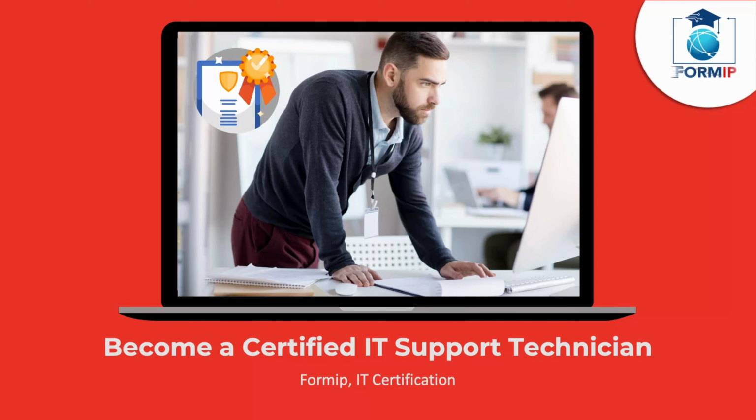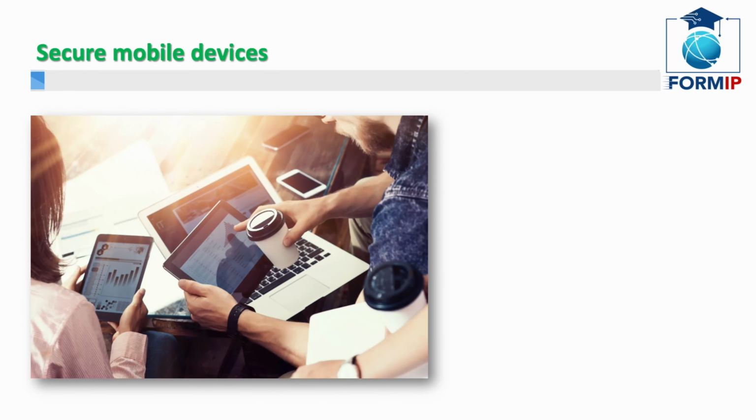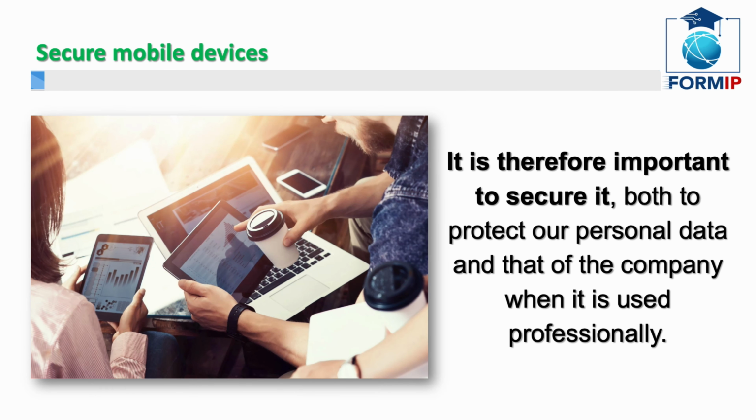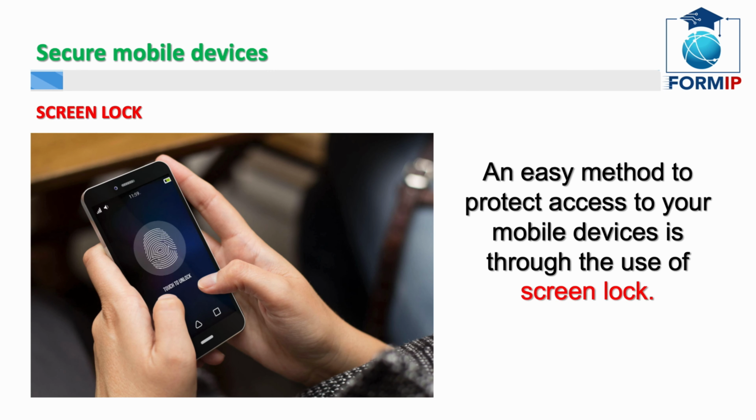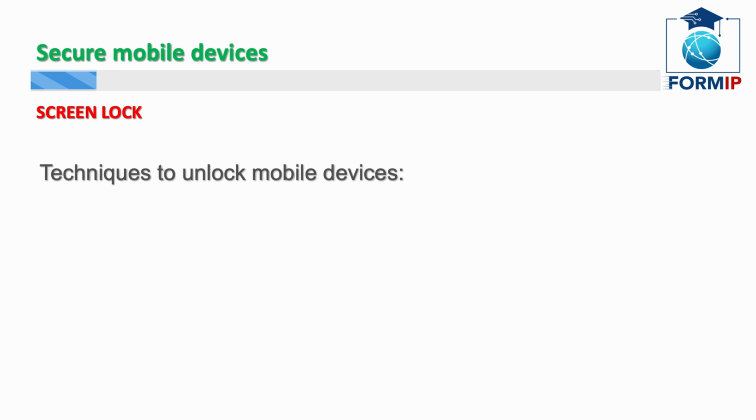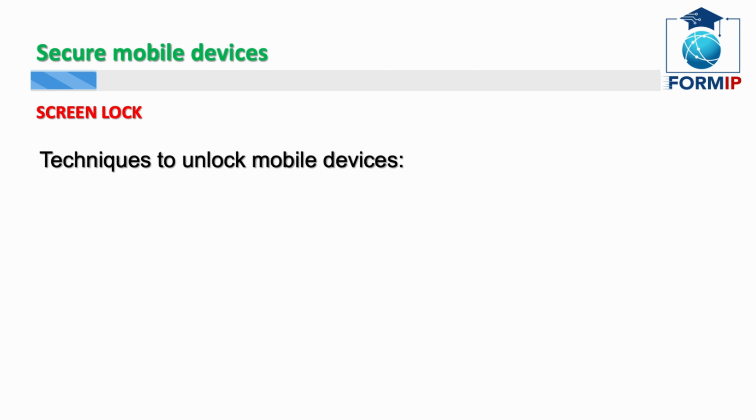Secure mobile devices. Mobile devices are meant to be taken everywhere, and we are more likely to lose them or have them stolen. It is therefore important to secure them, both to protect our personal data and that of the company when it is used professionally. Screen lock. An easy method to protect access to your mobile devices is through the use of screen lock. When your devices are not in use, their screens will automatically lock, and it is necessary to use one of the following techniques to unlock them.